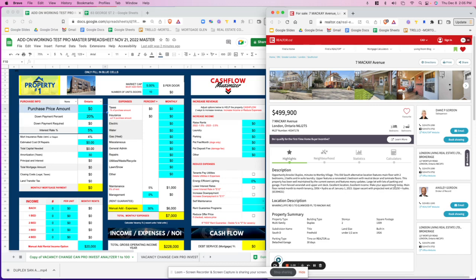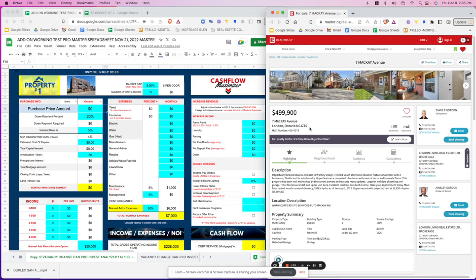excellent income. Now it says here, main floor rented month to month and the tenancy is 956 plus hydro as of January 1st of this year. So the upper is vacant, but the projected rent is 1,250 plus hydro. Okay, so let's look at this deal.